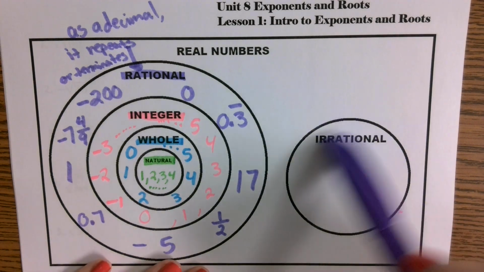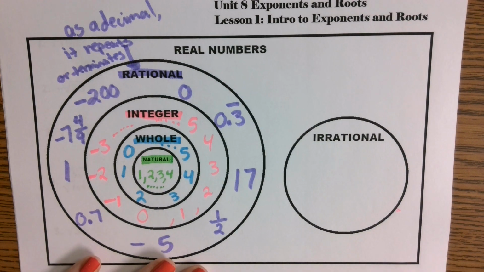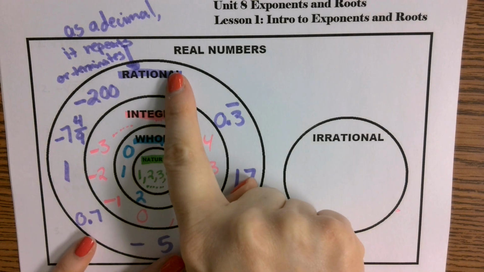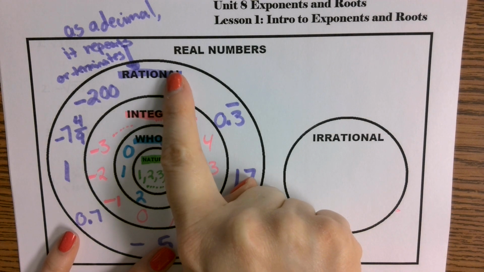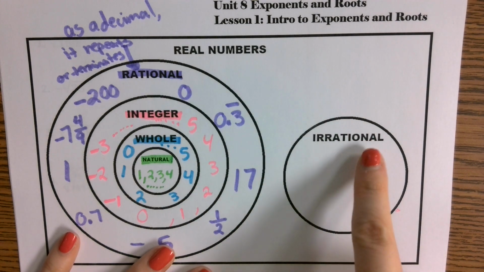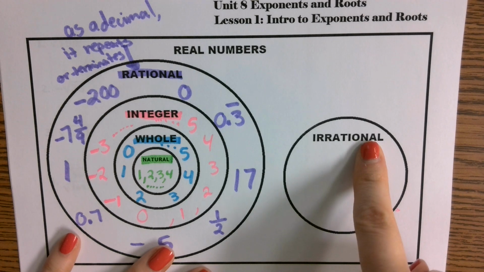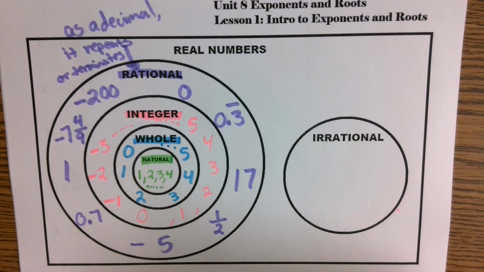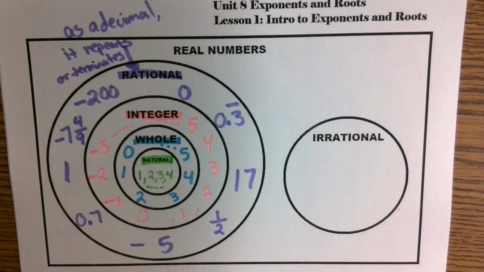So then, off to the side, irrational. If rational means in decimal form it repeats or terminates, irrational means in decimal form it does not repeat and it does not terminate. It is a value that goes on forever. It never stops, never ceases.